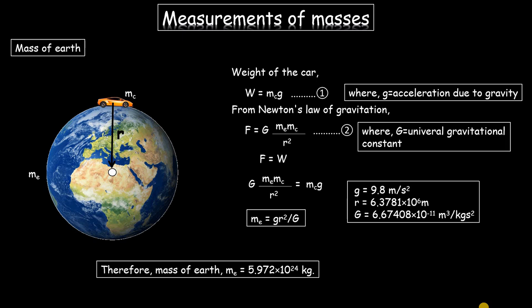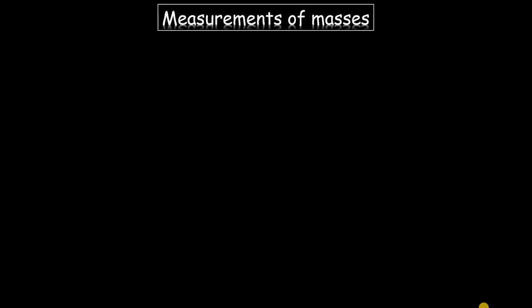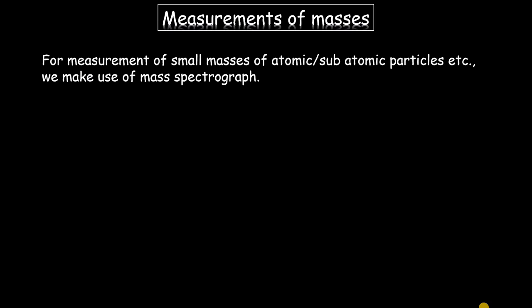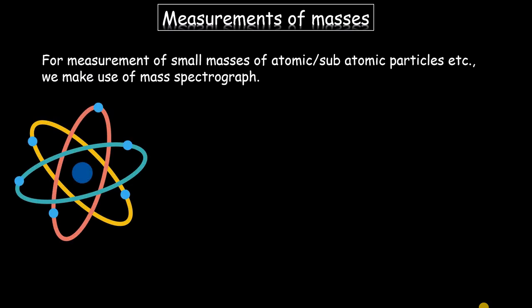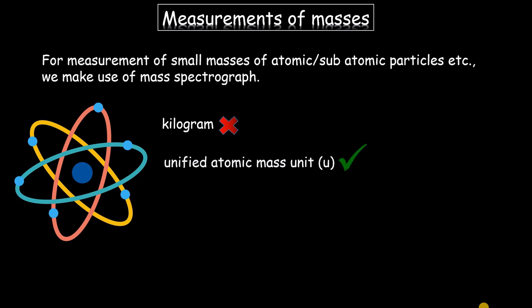For measurement of small masses of atomic or subatomic particles, we make use of mass spectrography. In the mass spectrograph, we use a spectrometer to measure the mass of that particular atomic or subatomic particle. While dealing with atoms and molecules, the kilogram is an inconvenient unit. In this case, there is an important standard unit of mass which is called the unified atomic mass unit, and it is denoted by small u.